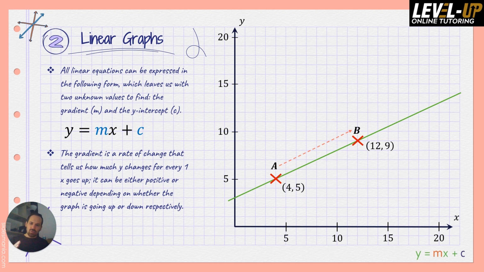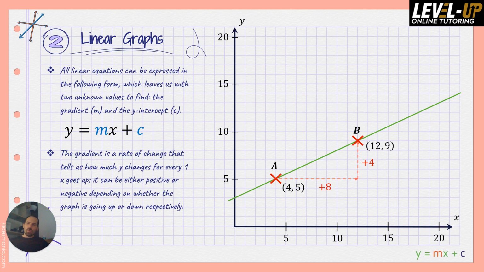Because you see there, the gradient's going up. If you were to read in the other direction, you'd think the gradient's going down. So it's important to remember that we're reading from left to right. So we want to see what the change in X is going from left to right, and then how much Y is changing in that same space. So here we can see X is going up by 8, and then Y goes up by 4.